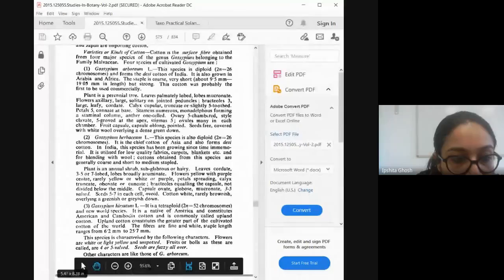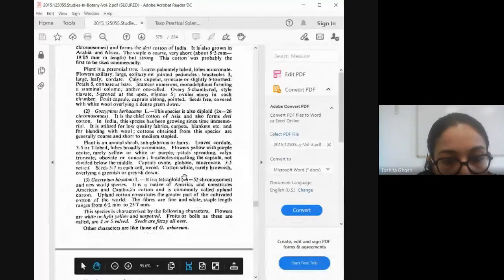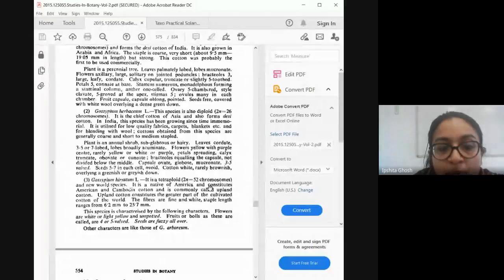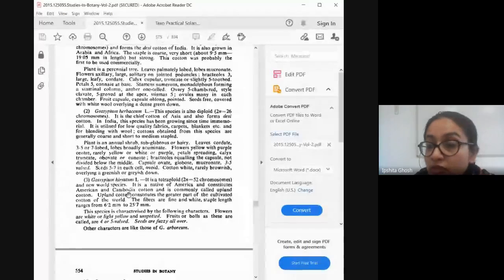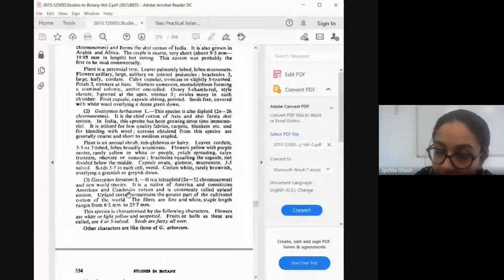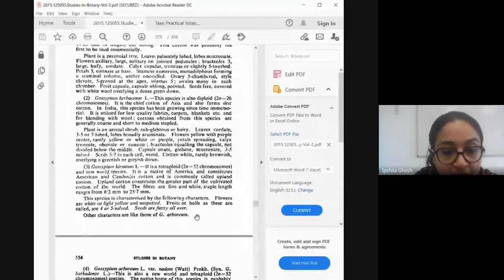Okay. So Gossypium herbaceum, I'm not going into the details now. Gossypium hirsutum is another, but the difference is Gossypium hirsutum is a tetraploid species. So you can note down the question: if asked to name a tetraploid cotton species, your answer should be Gossypium hirsutum. Okay, right.